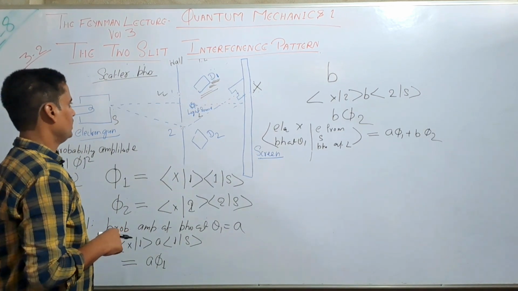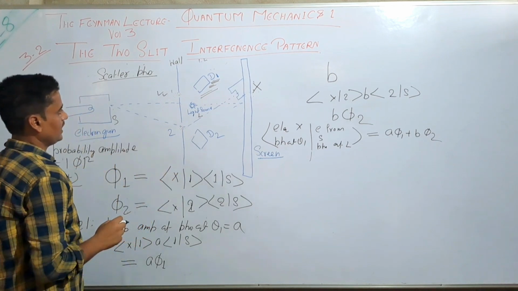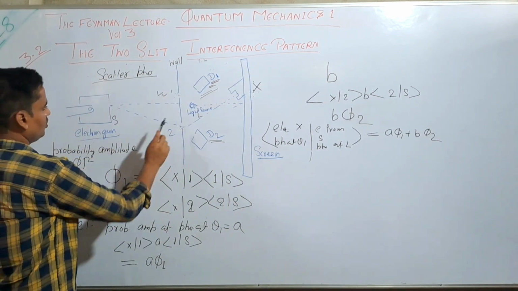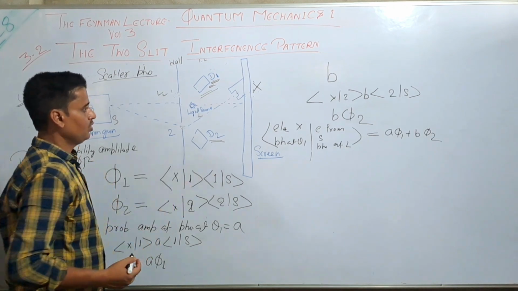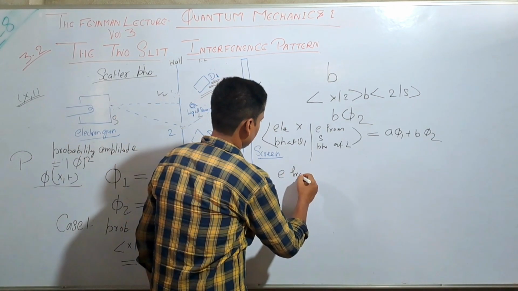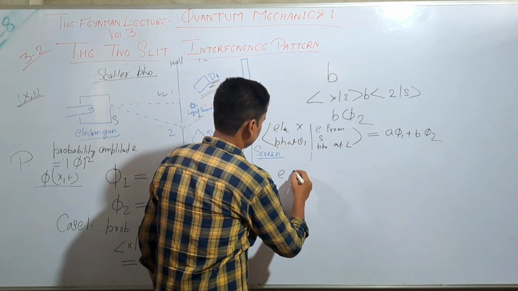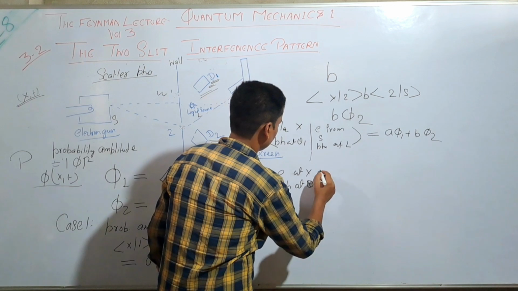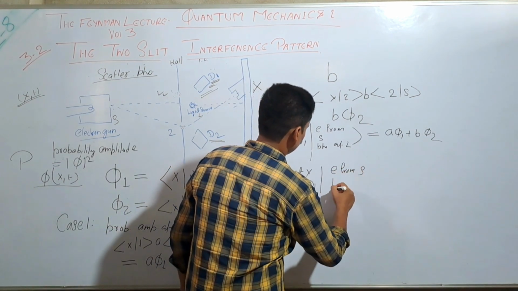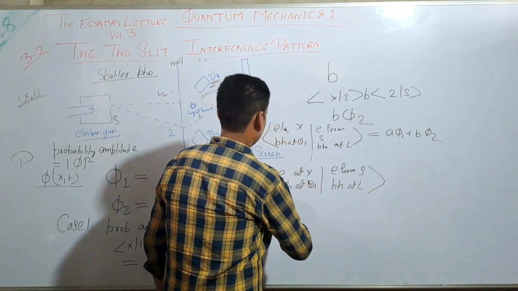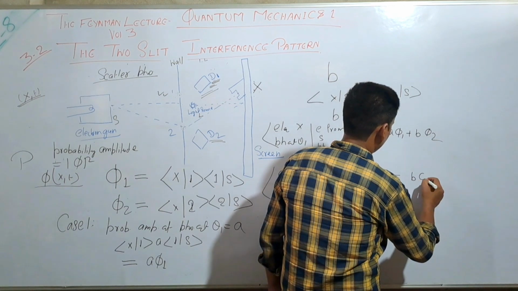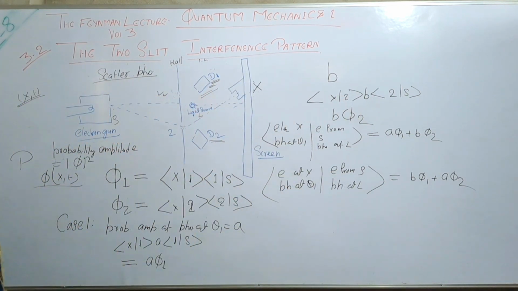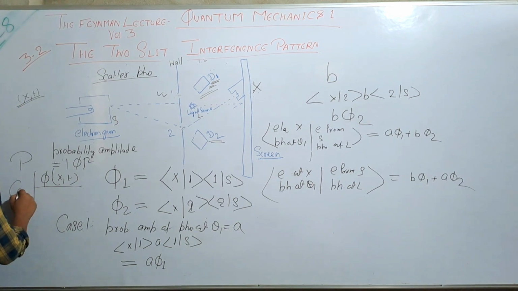Now we can reverse the roles. Suppose the electron is going through hole 1 and has scattered a photon, and that photon has ended up at D2. Again, the electron has gone through hole 2 and scattered a photon that ended up at D2. In that case, the electron has reached X, the photon has been detected at D2, the electron comes from S and the photon from L. It is B phi 1 plus A phi 2. This is the probability amplitude. Again I repeat this.